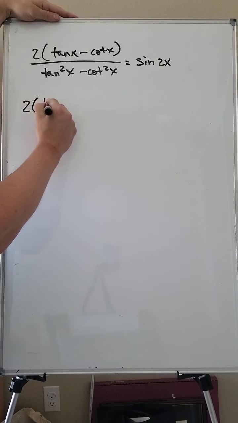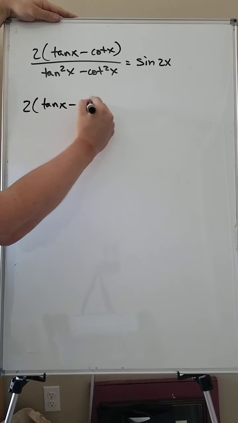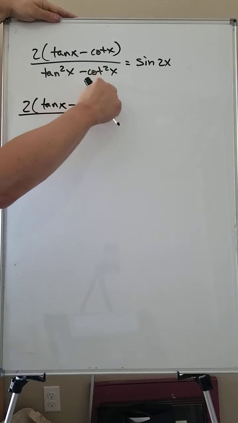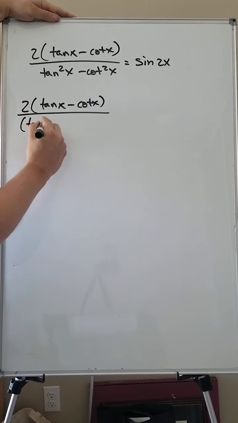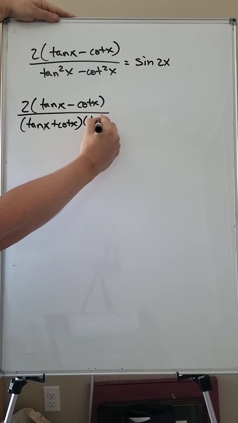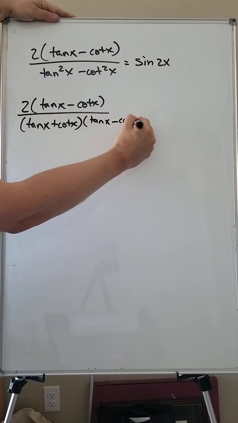So I have 2 times tangent of x minus cotangent of x. But in the denominator, again, this is a squared minus b squared. So that's the same thing as tangent x plus cotangent x times tangent x minus cotangent of x.